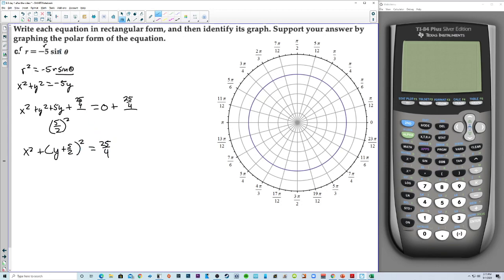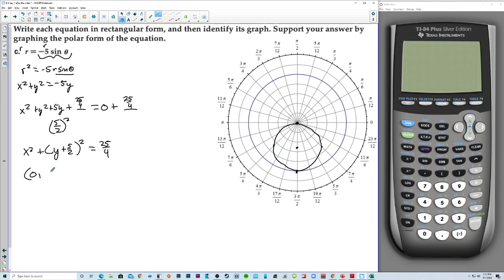It says to graph the polar form of it. Now we know that this is sine, which affects the y, and it's negative. So we have a diameter of 5. 1, 2, 3, 4, 5 right there. And we need to go down 2.5. There's the center. If we go over 2.5, we get that point, and left 2.5, about right there. So there's the circle.